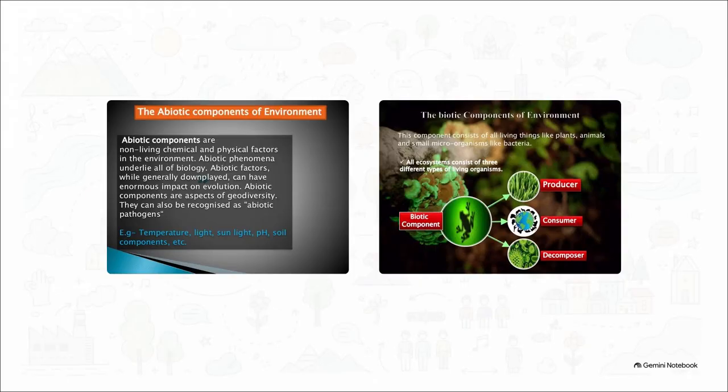All right, with our air, water, and solid ground set up, we need to draw a really clear line between two terms you're going to hear constantly: abiotic and biotic. Abiotic components are those non-living physical and chemical factors we just talked about. Temperature, light, soil components, pH levels. They have an enormous impact on evolution, acting almost as a strict set of rules that life has to follow. On the flip side, we have the biotic components.